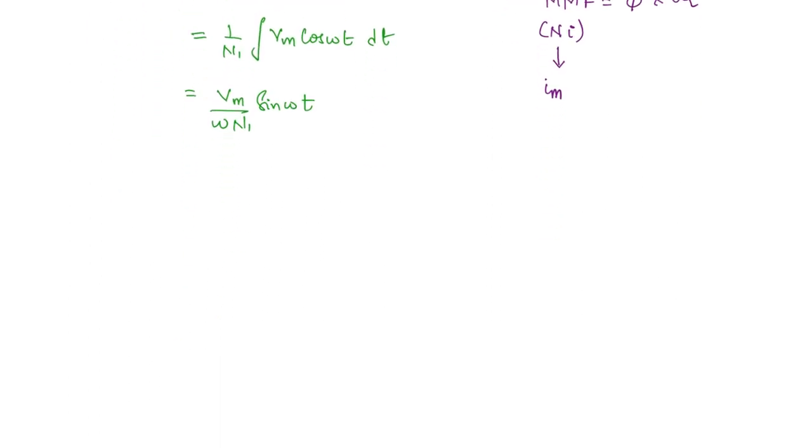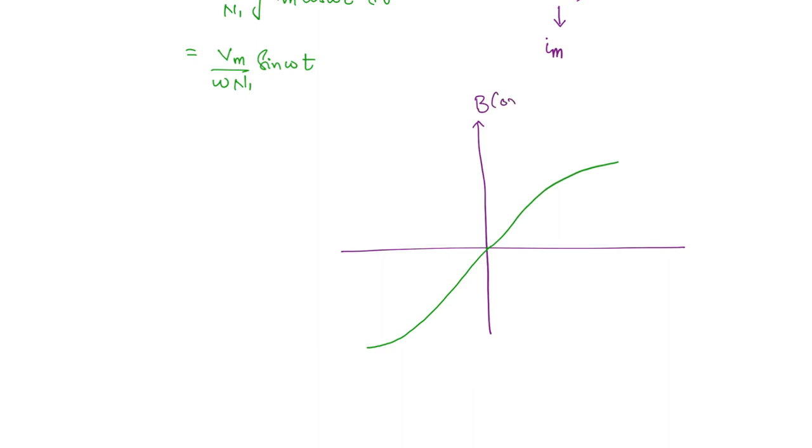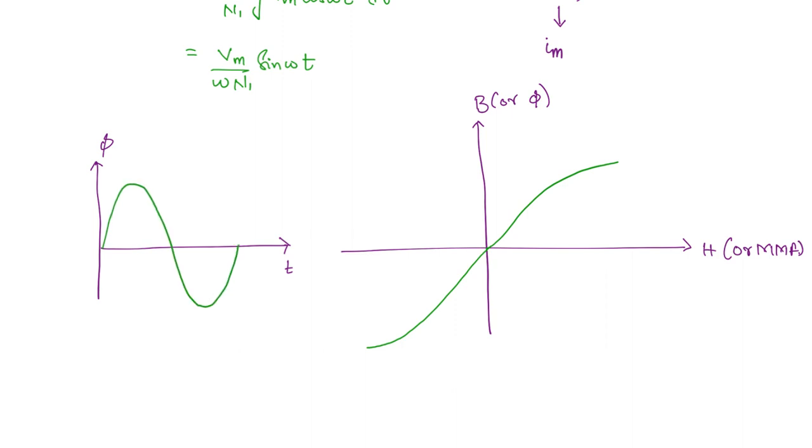You will get information on this from the BH curve. This is the BH curve, with B or phi on one axis and H or MMF on the other. Now what we are going to do is draw the flux with respect to time here. Flux is a sinusoidal quantity, so you can draw one cycle like this. Now what you have to do is project each of the points onto the BH curve.